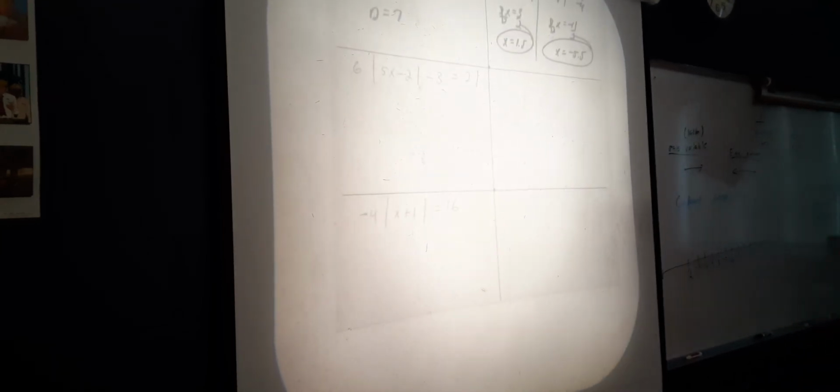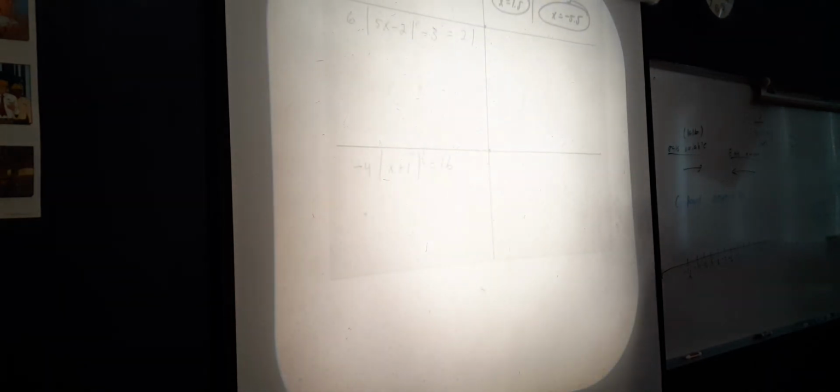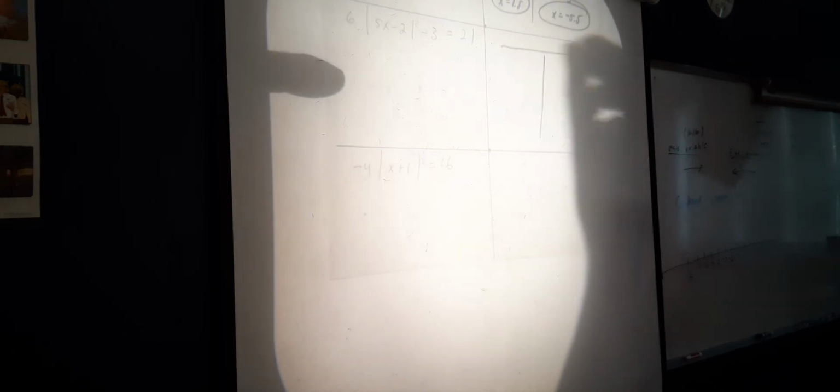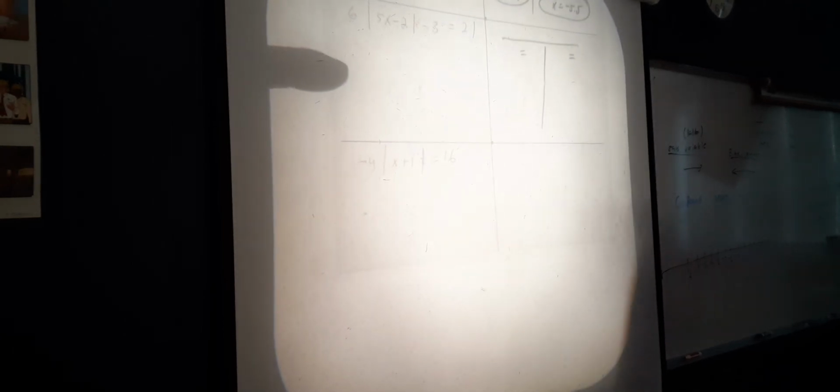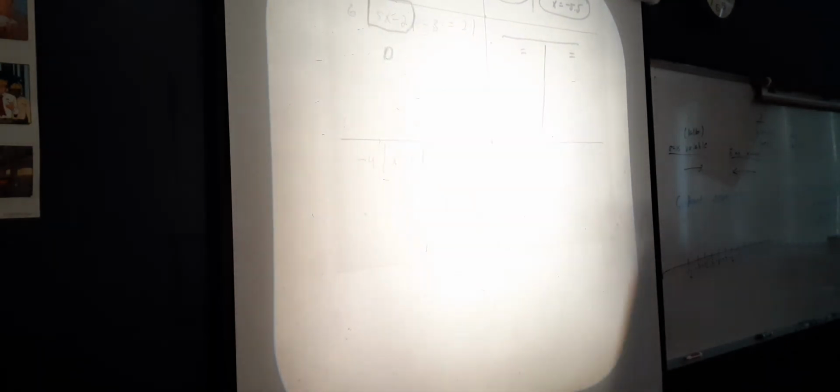All right, I'm going to do 2 more on this page, and we will cross out the next page, okay? Next problem, we have 6 times the absolute value of 5x minus 2, and then after the absolute value, we have minus 3 equals 21. See, do not distribute. You do not apply the distributive property here. Just remove your absolute value, replace it with a d variable.